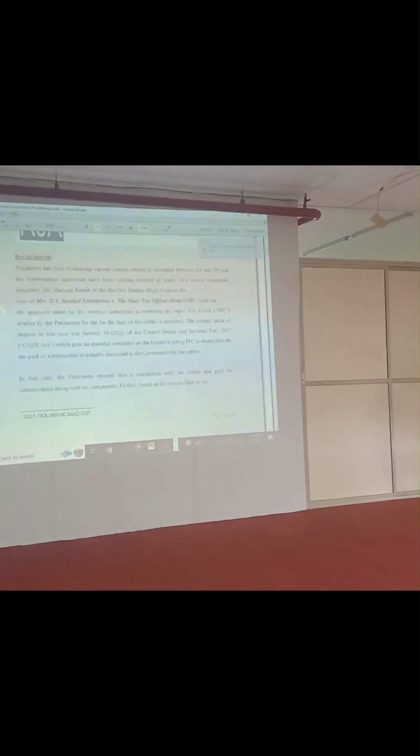So we have given a background that taxpayers have been witnessing various notices related to mismatch between GSTR-2A and GSTR-3B, and the departmental authorities have been seeking reversal of credit. And the Madurai Bench of the Honorable Madras High Court in this case said that the approach taken by revenue authorities in reversing the input tax credit availed by the petitioners for the fault of the sellers is incorrect.